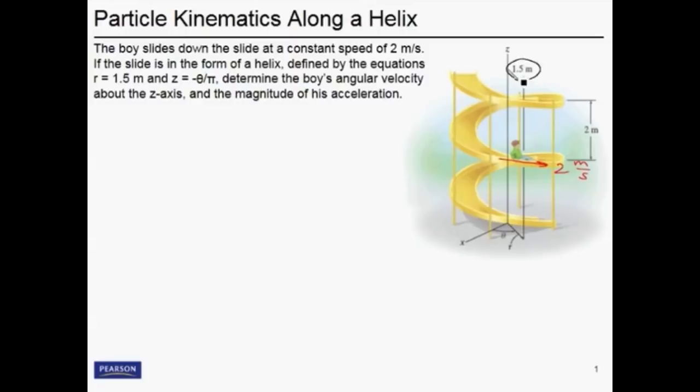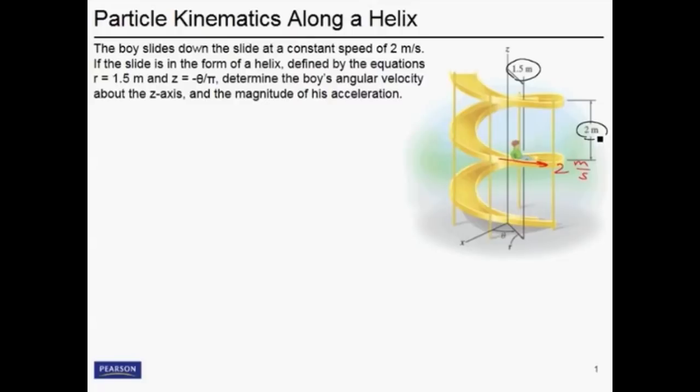for example this radial dimension, and also this dimension which indicates the length of the helix. And we're also given some equations which talk about the relationship between z and theta. And our goal here is to determine the boy's angular velocity about the z-axis and the magnitude of the acceleration.